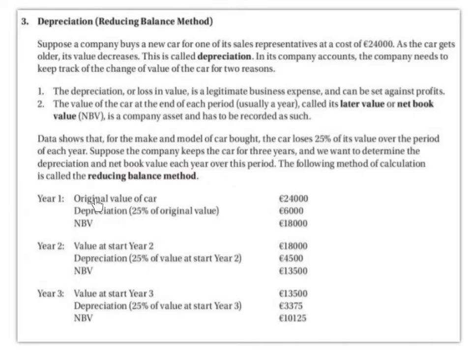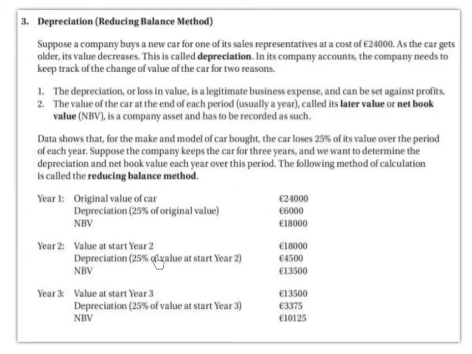Year 1, the original value of the car was €24,000. The depreciation is 25% of the original value. 25% of 24,000 is 6,000. And subtracting, we're left with the NBV, which is the net book value, which is €18,000. So at the start of year 2, the value of the car is now €18,000.